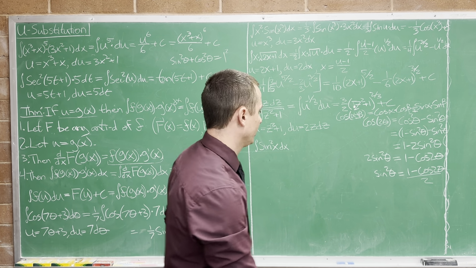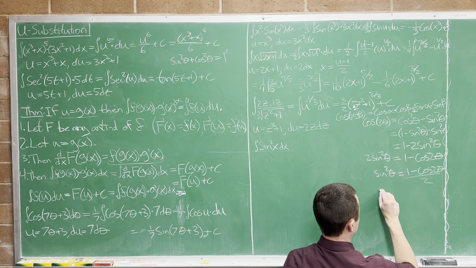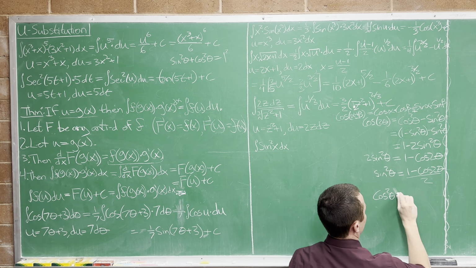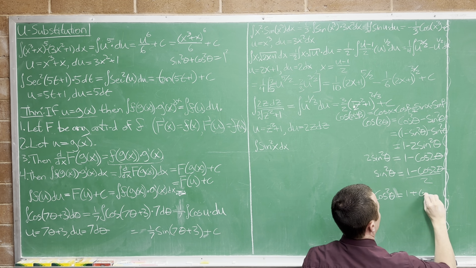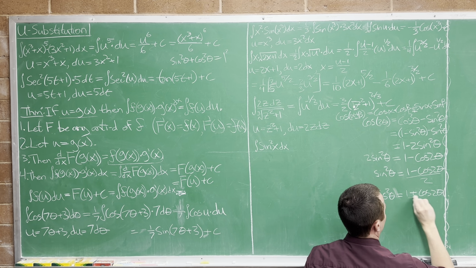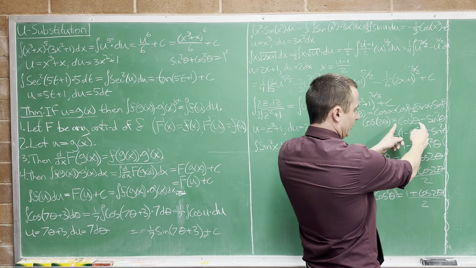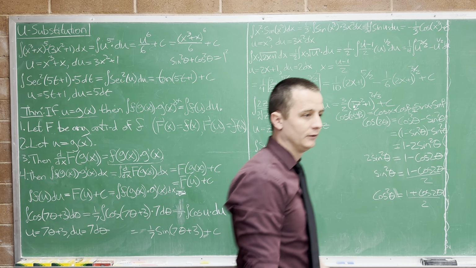Now for our next one, we're going to be solving cosine squared of theta. We could have done all the exact same algebra. The only difference it makes is it would have been 1 plus cosine of 2 theta over 2. Why the difference in sign? Because notice that this has a different sign than that.